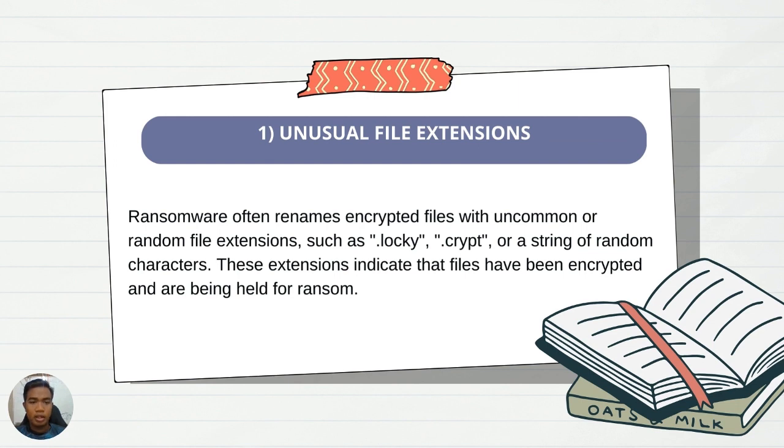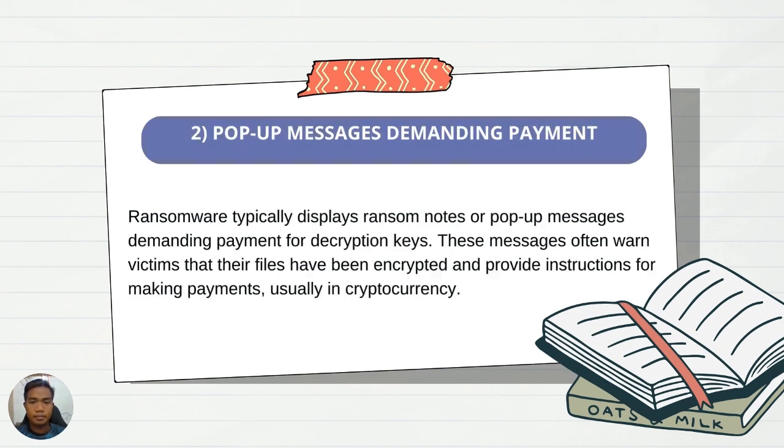I will explain about unusual file extension. Ransomware often renames encrypted files with uncommon or random file extensions, such as .locky, .crypt, or a string of random characters. This extension indicates that files have been encrypted and are being held for ransom. For example, in the WannaCry attack, encrypted files were appended with the .wcry extension. So that's for unusual file extension.